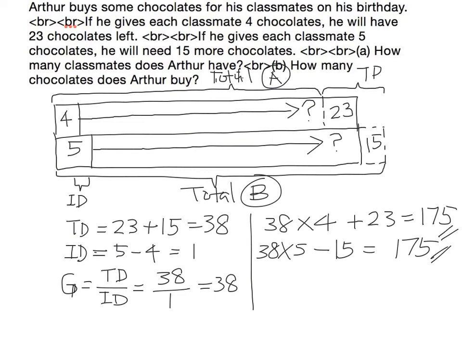In part B, how many chocolates does Arthur buy? So he needs to buy, this is the answer for part B. The part A answer is actually he has 38 classmates. Okay, my mistake. So how many classmates does Arthur have? He has 38 classmates. How many chocolates does he buy? He buys 175.